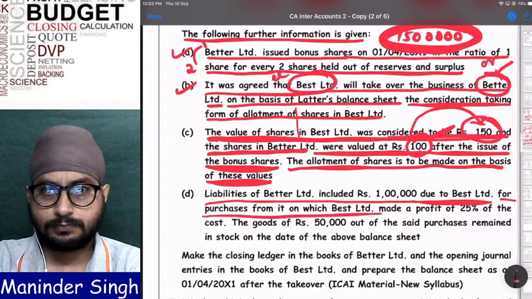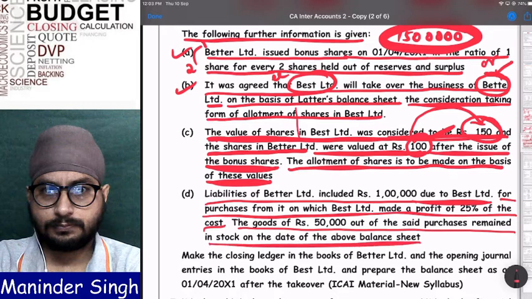Purchases from it were made at a profit of 25% on cost. Goods of 50,000 of the said purchase remained in stock as on the date of the balance sheet. Those who are attending group 1, this is called stock reserve. Remember, the profit element. In department accounts, have you seen stock reserve? One department transfers goods to another department above cost. So 25% in this 50,000 is called profit. Now tell, should the profit element be taken or eliminated? Eliminated, right? I have to eliminate the profit element.